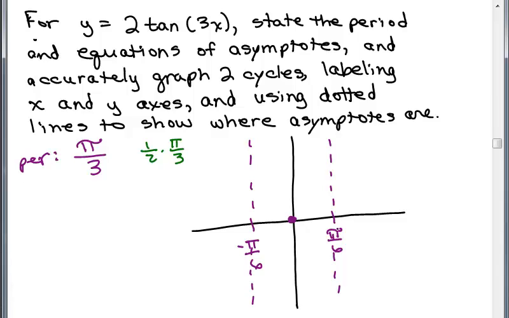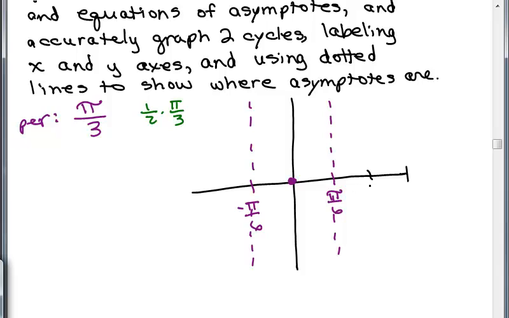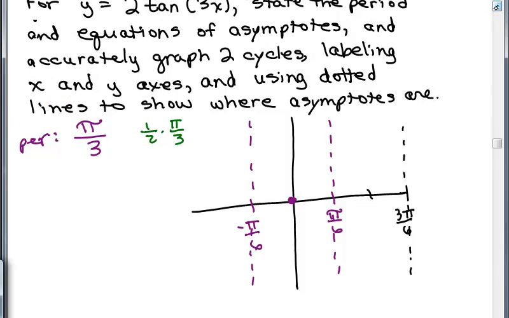Now, of course, we have to do 2 cycles, so let's go ahead and draw where the next one would be. This would be pi over 6, 2 pi over 6, 3 pi over 6, or pi over 2. So you could either write 3 pi over 6 or pi over 2. It doesn't really matter. If you want to have a common denominator, you can keep it like this. Okay, so now we also are going to have this point in between here.